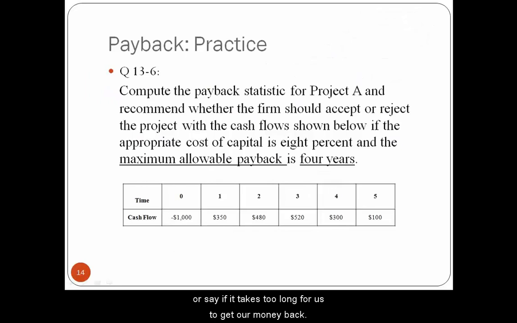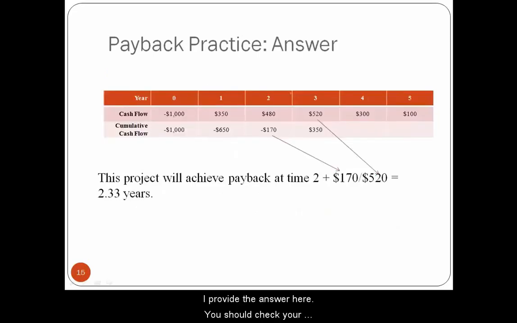Here's a practice question about the payback. So you are provided with a 5-year project, and each year the cash flow is given, and apparently this project involves an investment of $1,000 and has positive cash flows thereafter. Maximum allowable payback is 4 years. The question is, how much is payback for this project, and according to your result, whether this project is acceptable. I provide the answer here. You should check your answer with mine.